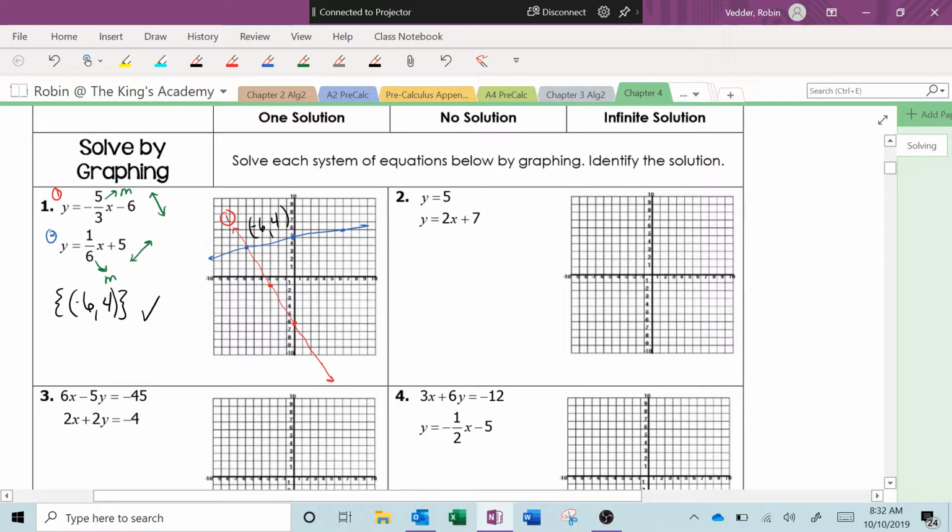Let's go on to number 2. What type of line is y equals 5? Horizontal, right? Again, when you notice one of your variables is missing, go to that axis. So we go to the y-axis, and we cut it right at 5. So I'm going to label this one 1, the second one 2. We're going to cut the y-axis right at 5.